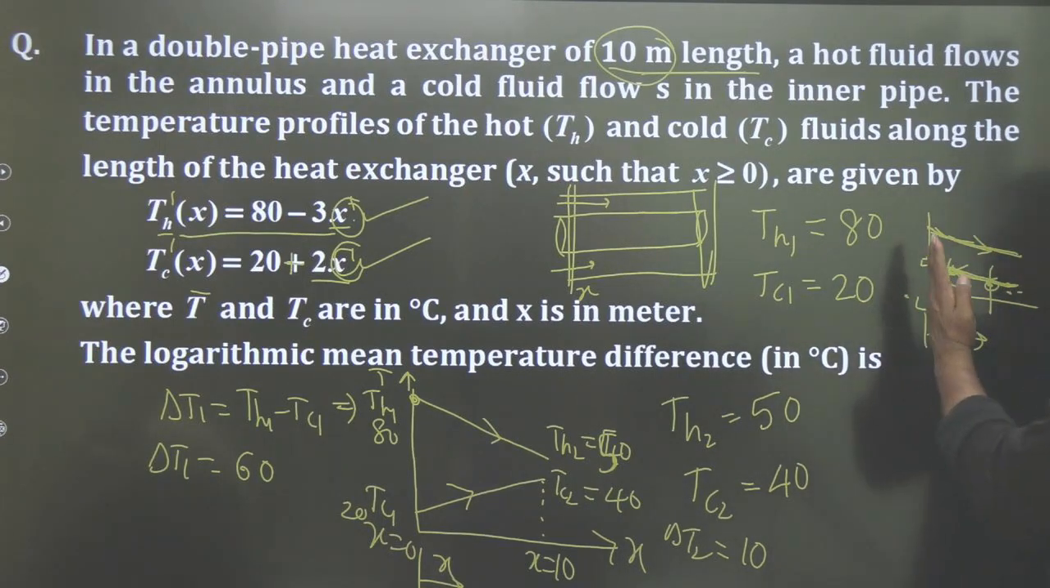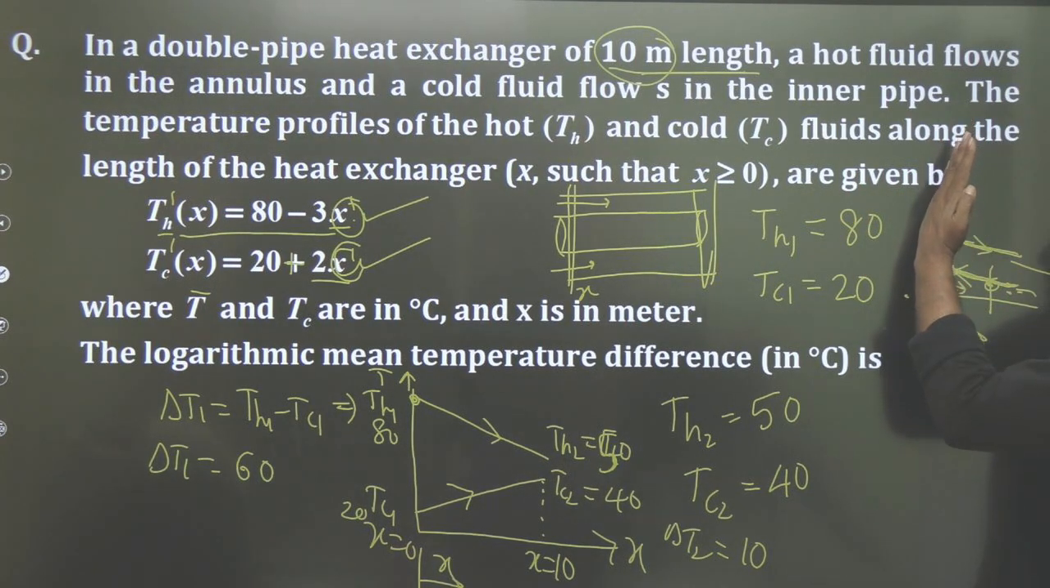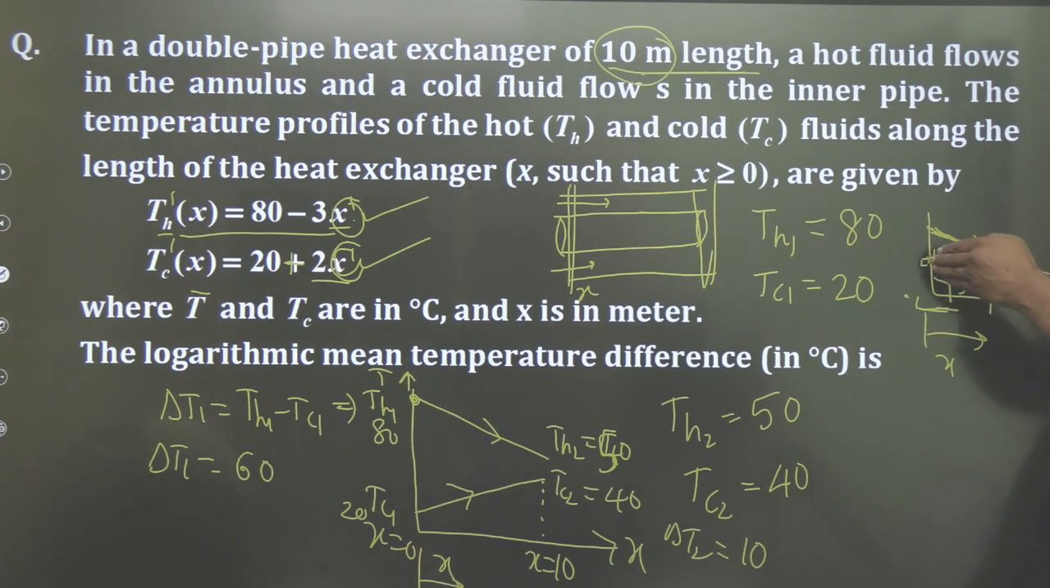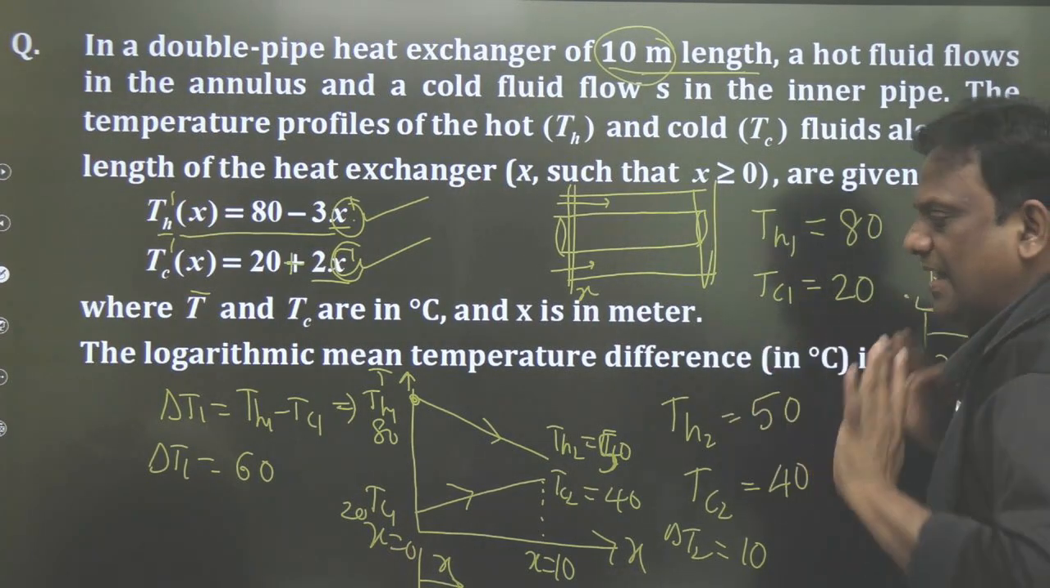Because in the counter flow heat exchanger, when X is increasing, both will decrease. Understand carefully. Because in counter flow, one is like this, one is like this. So if I am measuring from one particular origin, in this direction hot fluid temperature is decreasing, cold fluid is also decreasing. But cold fluid is increasing in this direction, so be careful. So it is a parallel flow heat exchanger.